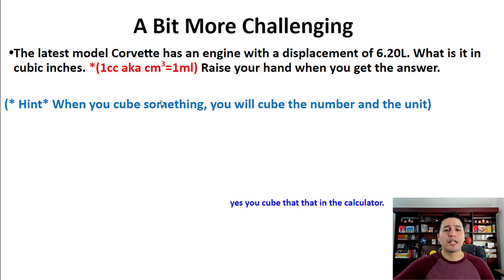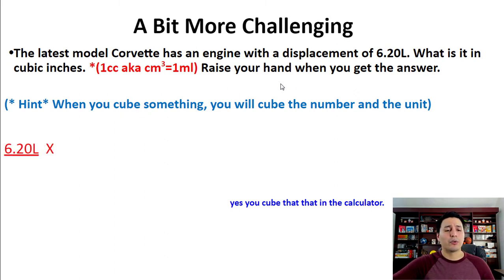Next, let's look at a bit more challenging problem. It reads, the latest model Corvette has an engine with a displacement of 6.20 liters. What is it in cubic inches? Remember, 1 cc is equal to 1 milliliter. This is also equal to 1 centimeter cubed. So whenever you hear people at the hospital say, stat, go get me 7 cc's, what they're really trying to say is go get me 7 milliliters, or 7 centimeters cubed.